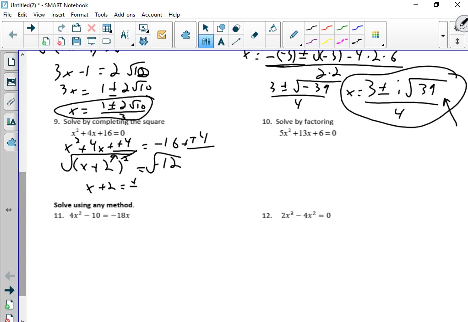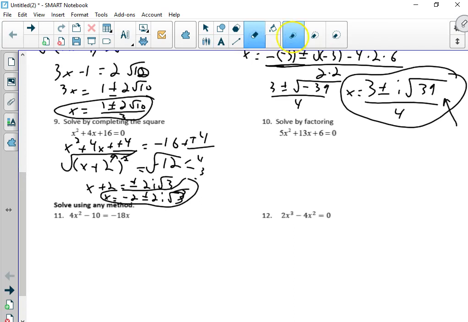minus. I'm going to do all the work here because I'm running out of room. This breaks down to 4 and 3, and the negative 1's going to come out. So it's going to be 2i root 3. And my last step is to move the 2 over. So x equals negative 2 plus or minus 2i root 3. And that is my answer right there. And I need to clean up.